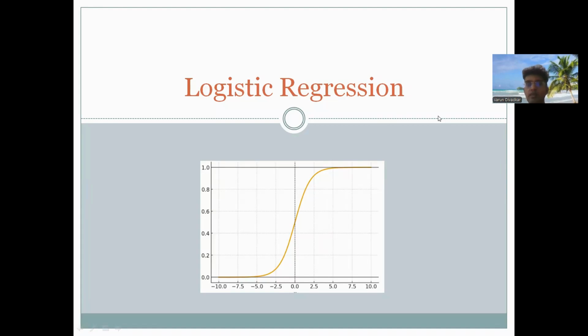A lot of people are curious about understanding the underlying mechanics of this algorithm, right? Because it's commonly used in classification and it's a supervised learning algorithm. So let's spend some time discussing the underlying mechanics behind this algorithm and how it basically works.